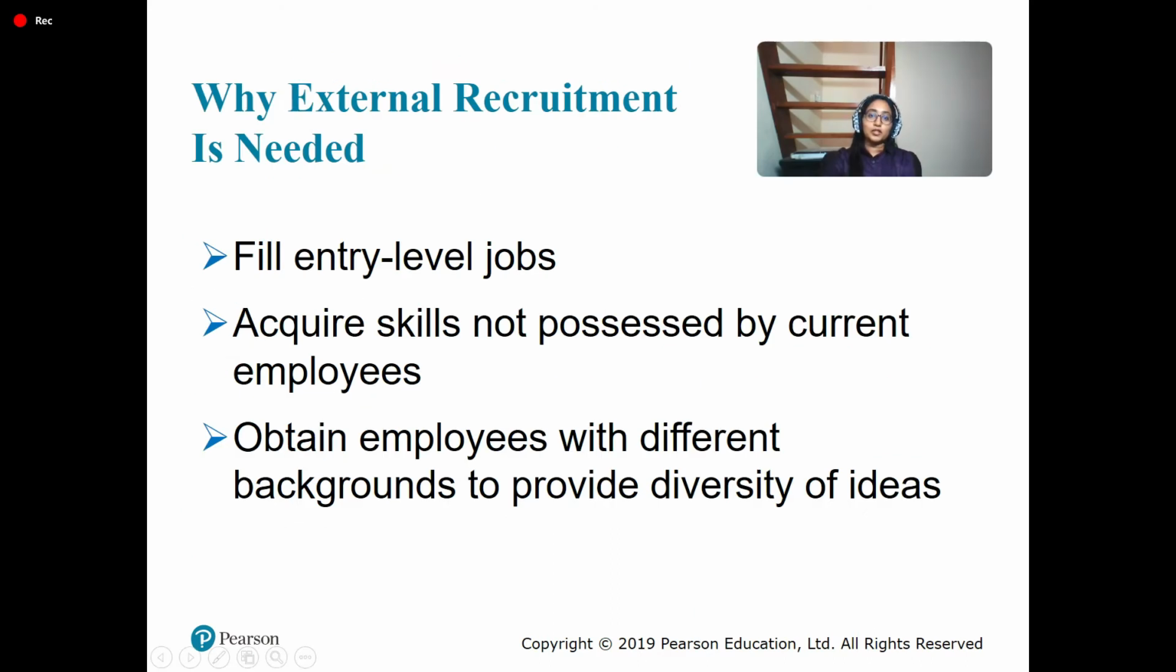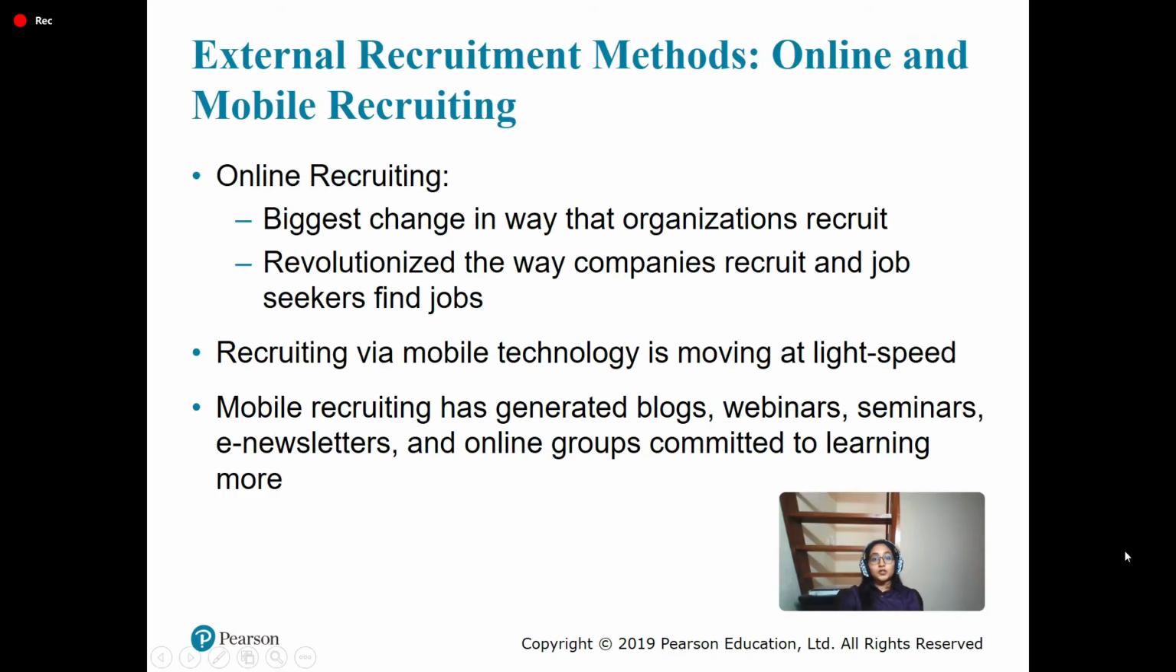The next one: why external recruitment is needed. External recruitment is needed to fill entry-level jobs, to hire employees with skills not possessed by the current employees, and to find employees with different backgrounds to increase diversity in the firm. So let's move to the next one, external recruitment methods.